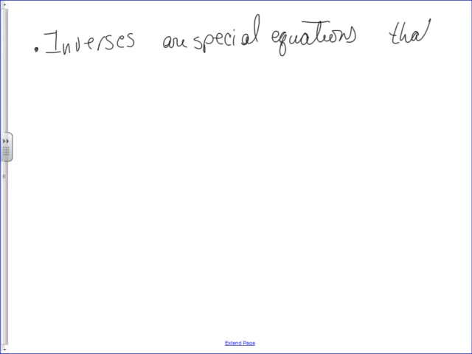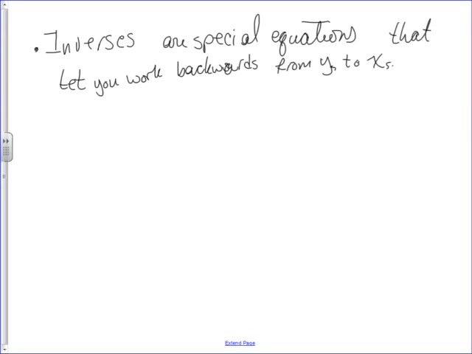Alright, so inverses are special equations that let you work backwards from y's to x's. We'll get to what that means.